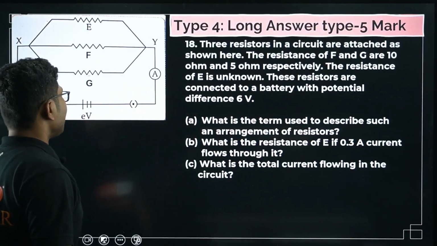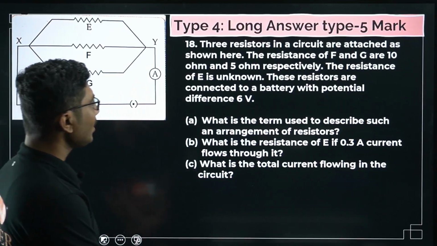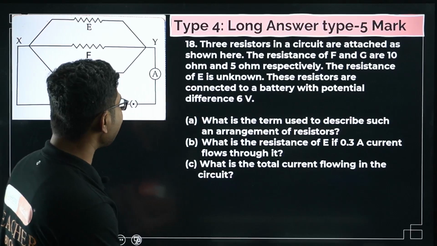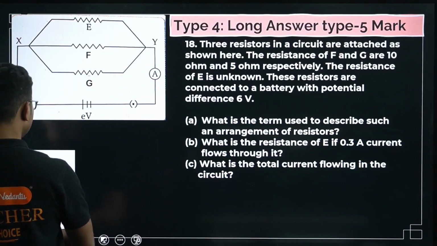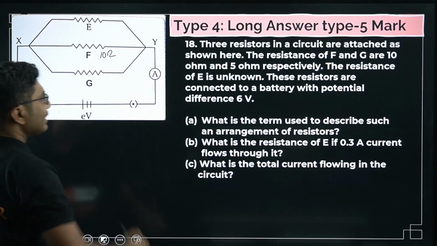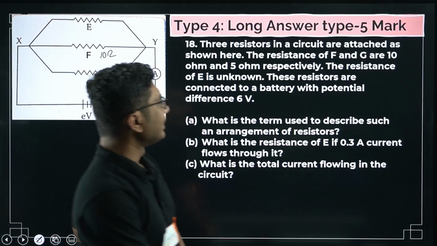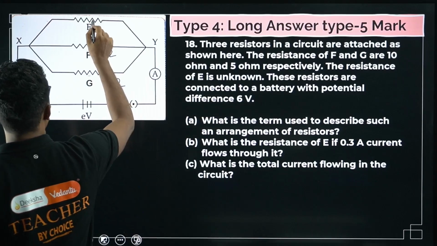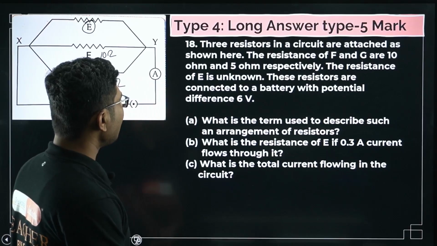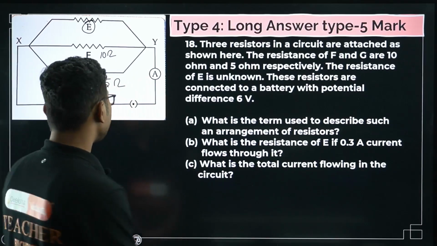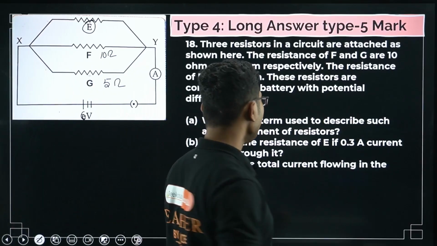Now question number 18. 3 resistors in a circuit are attached as shown here. The resistances of F and G are 10 ohm and 5 ohm. So F is 10 ohm and G is 5 ohm respectively. The resistance of E is unknown. These resistors are connected to a battery with a potential difference of 6 volt. Some symbol error happened. So this is a 6 volt battery.